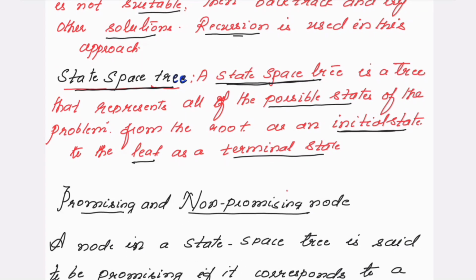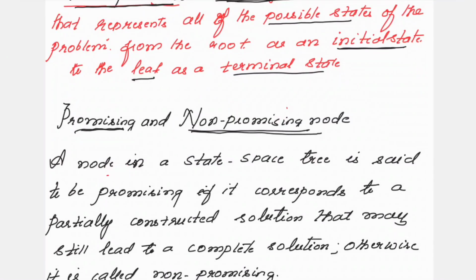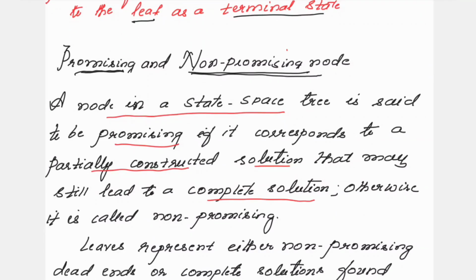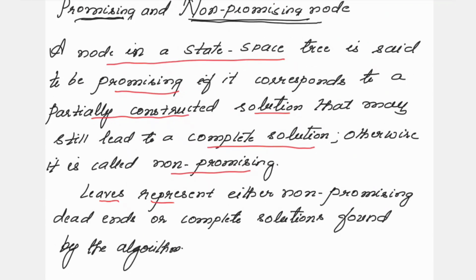In this state space tree, you will come across two types of nodes: promising nodes and non-promising nodes. A node in a state space tree is said to be promising if it corresponds to a partially constructed solution that may still lead to a complete solution. Otherwise, it is called non-promising. So the different nodes in the state space tree, if they lead to a complete solution, you call them promising nodes. Otherwise, you call them non-promising nodes. Leaves of the tree represent either non-promising dead ends or the complete solutions found by the algorithm.